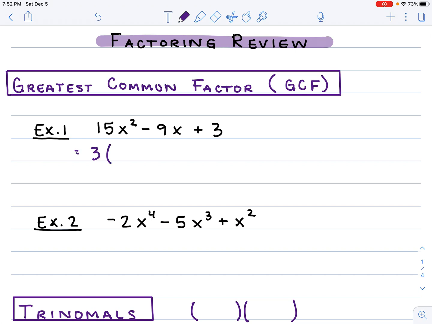So when I remove a factor of 3 from 15x squared, I would get 5x squared. So essentially we're just dividing by that 3. From 9x, I'm going to pull out a 3, 9x divided by 3, and I get 3x. And then from 3, if I do 3 divided by 3, I get 1. And from here, that would be my final answer. I pulled out a GCF.